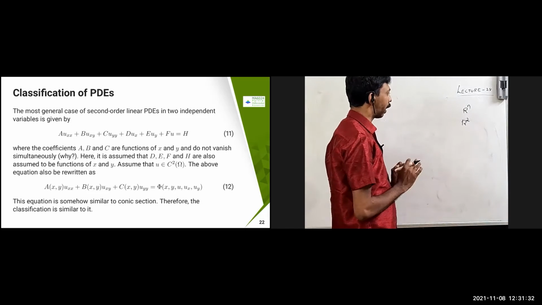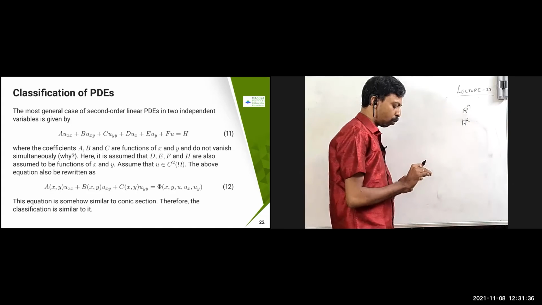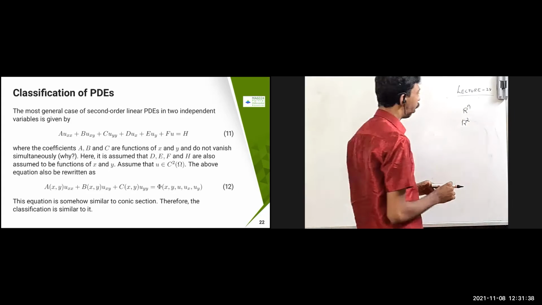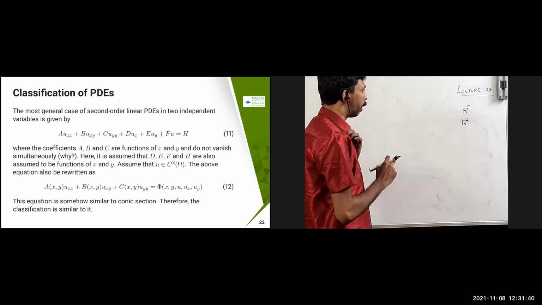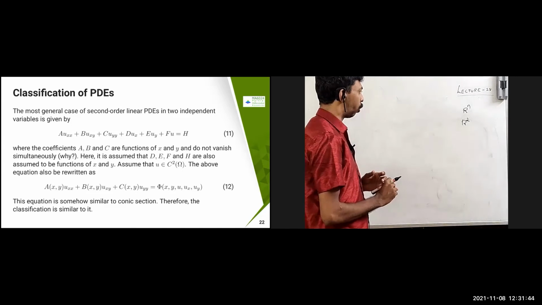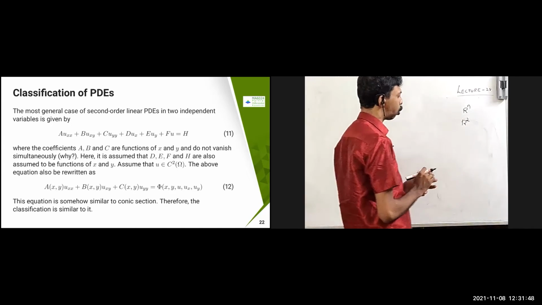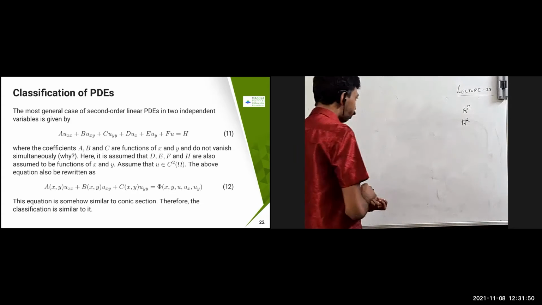What is the classification of second order linear PDEs? Most of the time you can find at least one or two problems of this type in either CSIR or GATE exams.